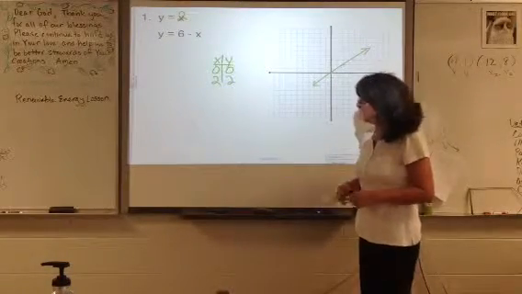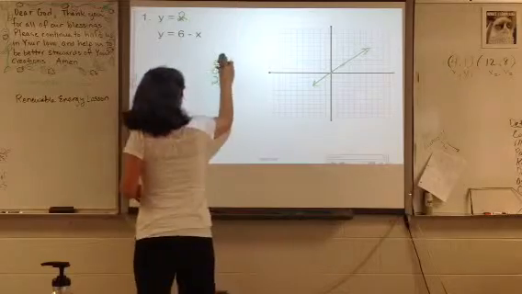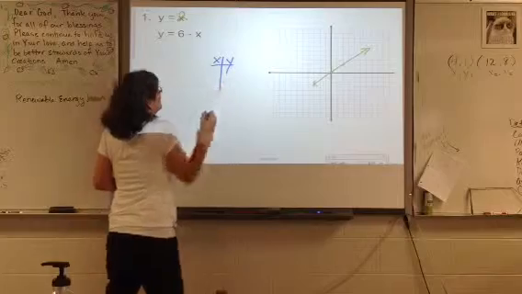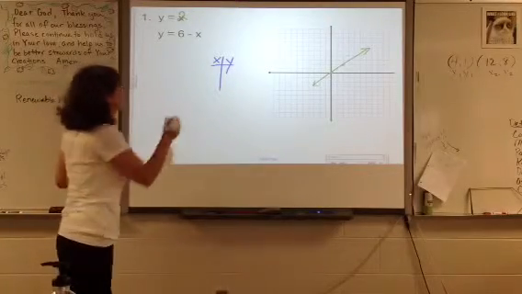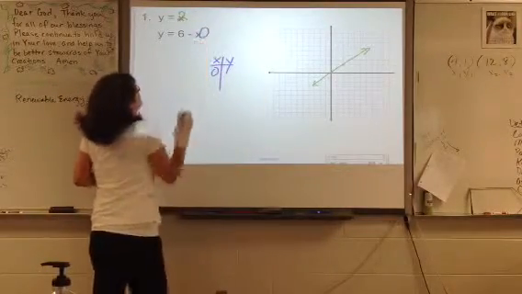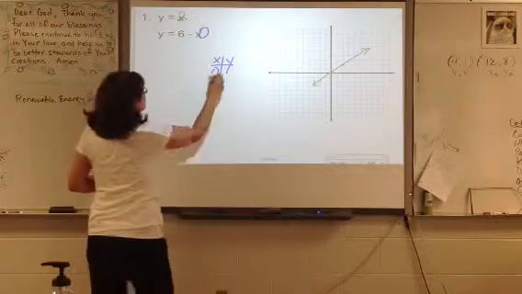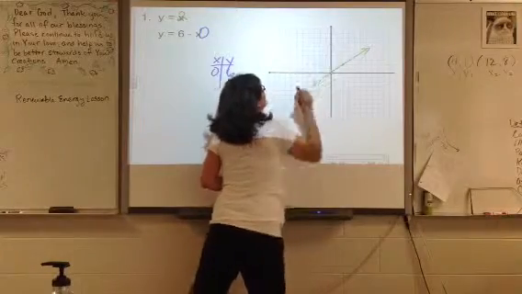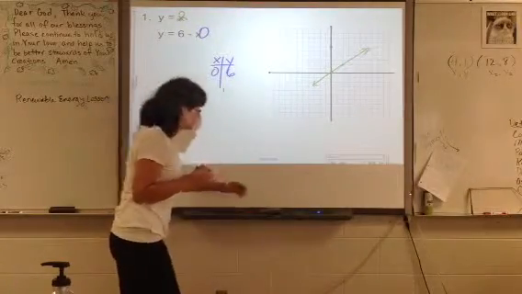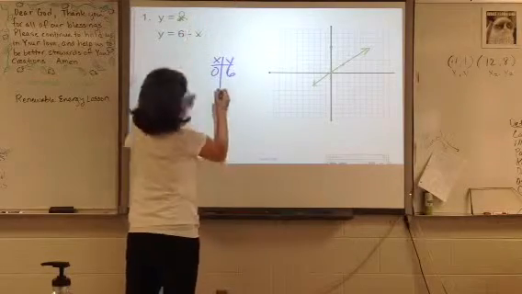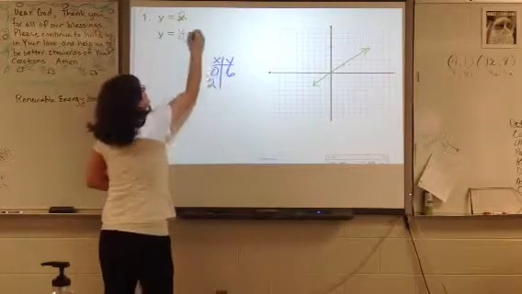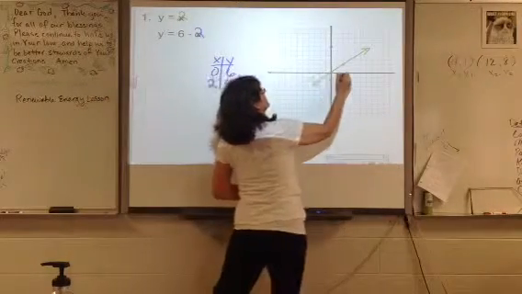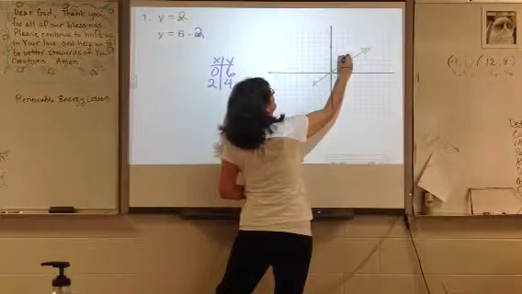Now for my second line, I'm going to do the same thing. I'm going to choose some values for x and find out what y would be. I'm going to choose easy numbers again, like 0. If I put a 0 where the x is, 6 minus 0 is 6. Okay, plot that: 0, 6. Pop a dot. One more point. Let's do 2 this time. If x is 2, y would be 4. Over 2, up 4, pop a dot.